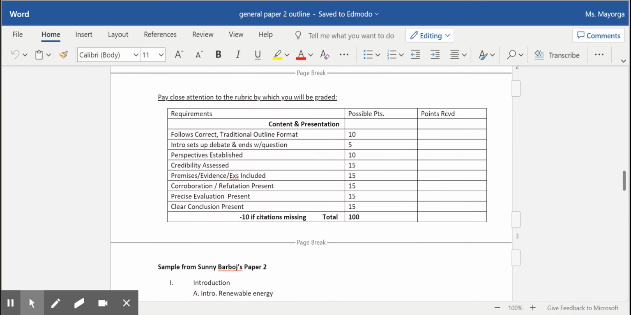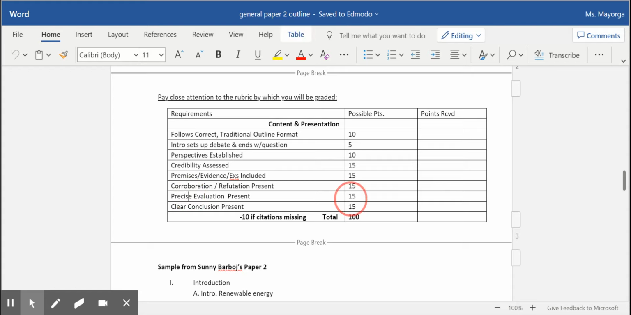On this third page, please make notice of the rubric. Remember that this is going to be an assessment grade, so look very closely at the requirements. In the past, sometimes students do very poorly on the outline. I've had students get a 60%, sometimes a 40%, because maybe they didn't include precise evaluation.